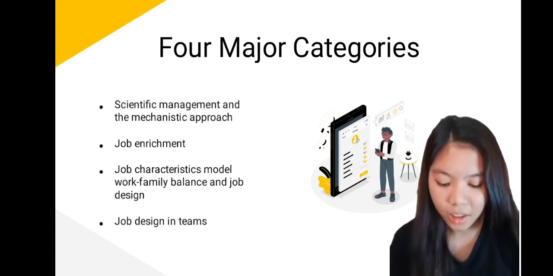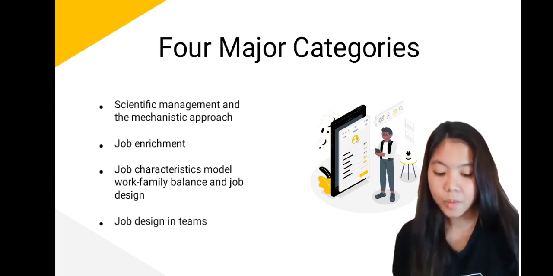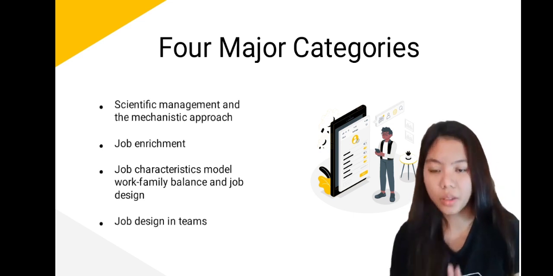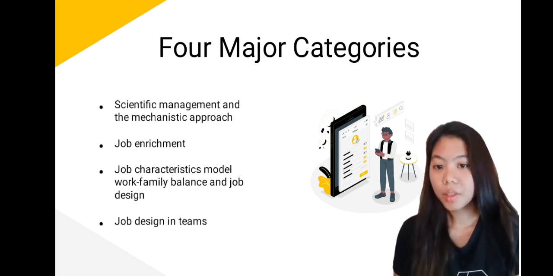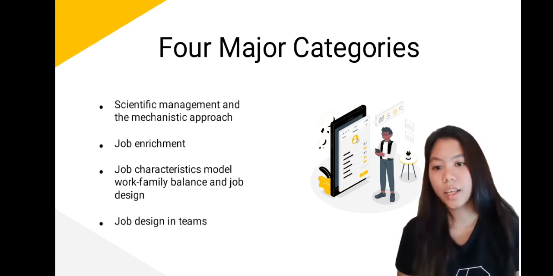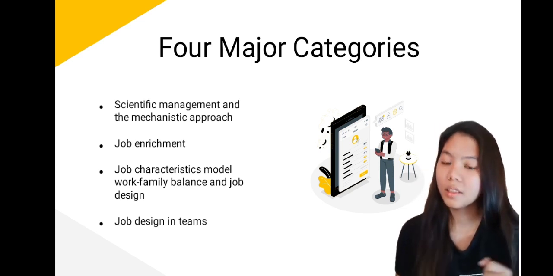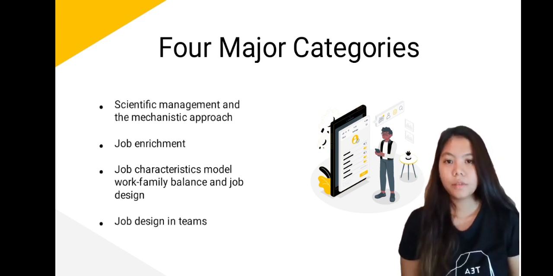Next are critical psychological states for motivation and satisfaction. Number 1, experiencing meaningfulness. Think your job is important and you need to value it. Number 2, experiencing responsibility. You made the work and are responsible for it. Number 3, knowledge of results. Gaining an understanding of the work, and it is the same as the feedback. And if an employee feels motivated, the work outcome will have a good result.